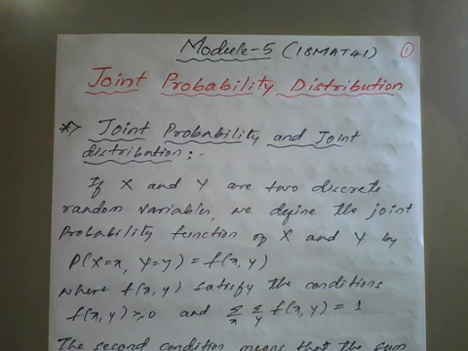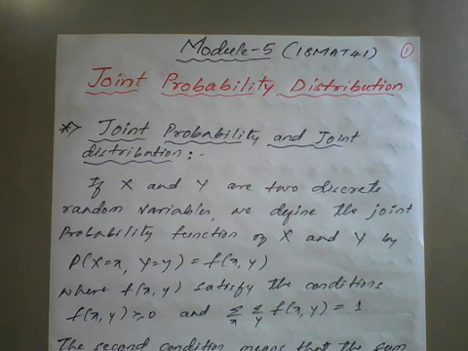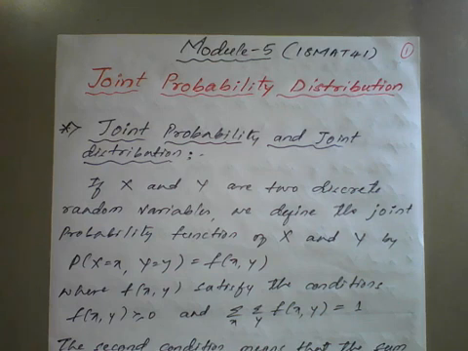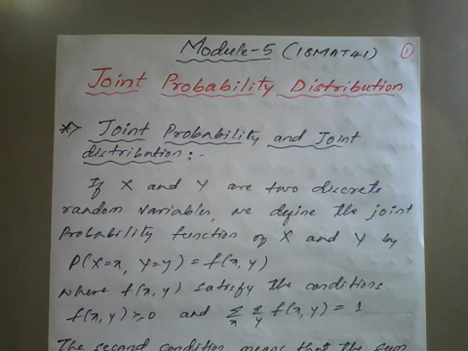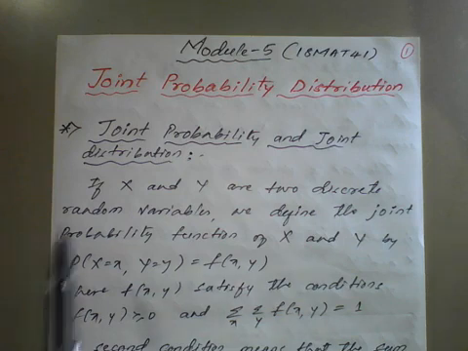So here we have seen in the previous class only the probability distribution. Here we'll see a joint. So what do you mean by joint here? In the previous class we have seen only the probability of one variable, either x or y. But here we'll see the probability of two variables or more, that is, jointly finding the probabilities of two variables.